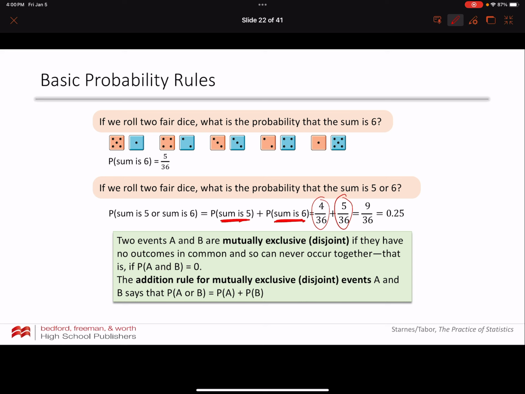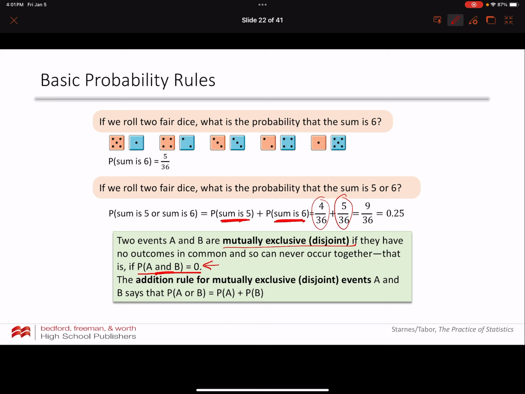Two events A and B are mutually exclusive or disjoint if they have no outcomes in common, and so can never occur together. In other words, if I roll 2 dice just one time, can the sum be 5 and 6 at the same time? No. So think about it this way: the probability of rolling 2 dice and the sum being 5 and 6 is 0. It's impossible for that to happen. If this is true, then the events are mutually exclusive or disjoint.